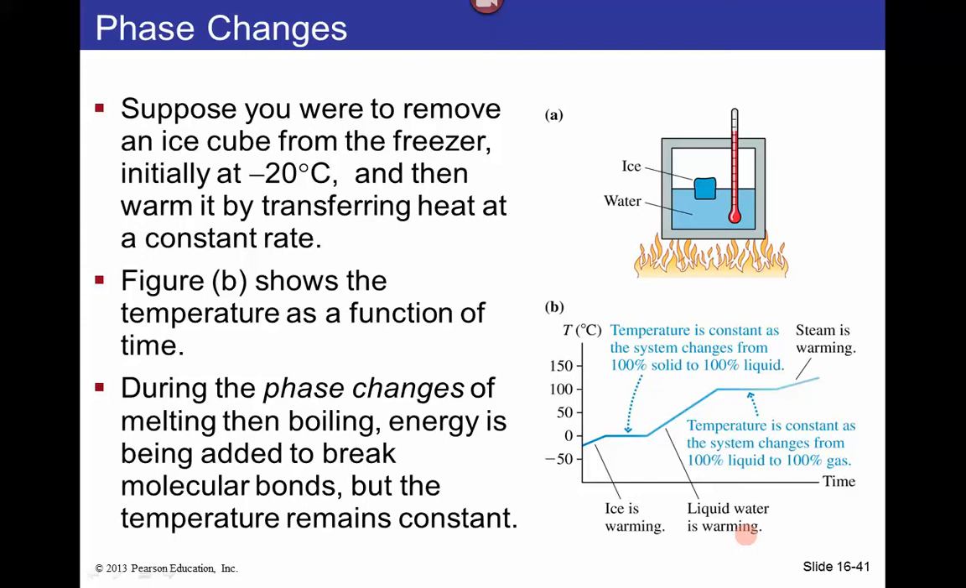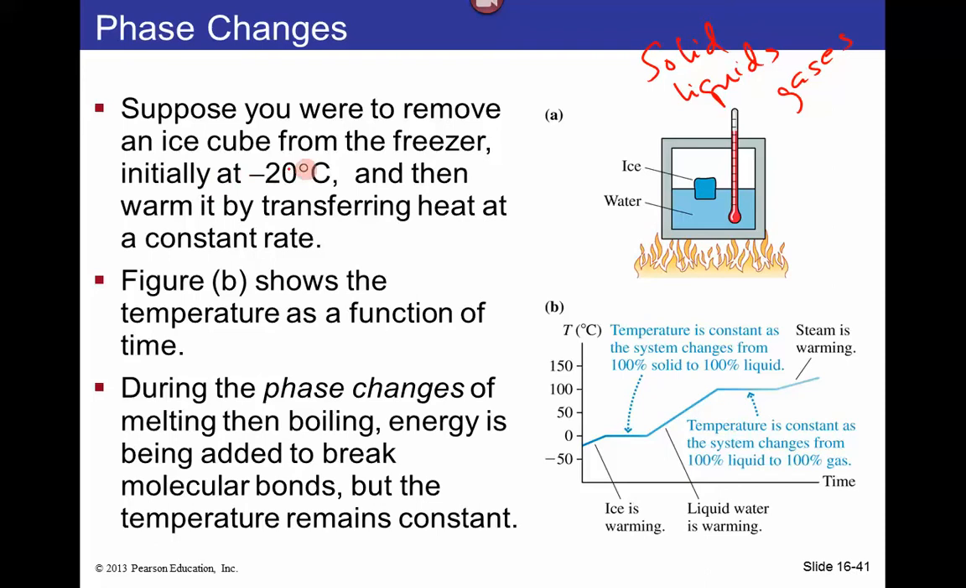So let's review the ideas of phase changes. Remember, a phase: you can have three phases in general. You can have more, but for this class, we're just going to concentrate on three phases. We can have solids, liquids, and gases.